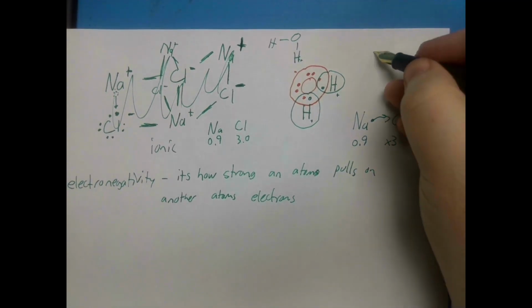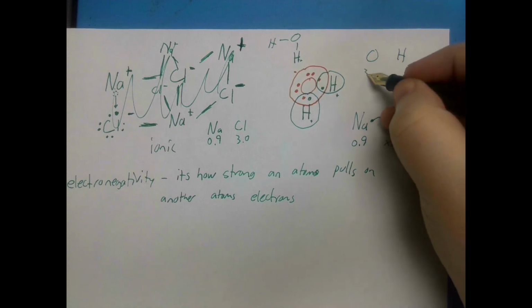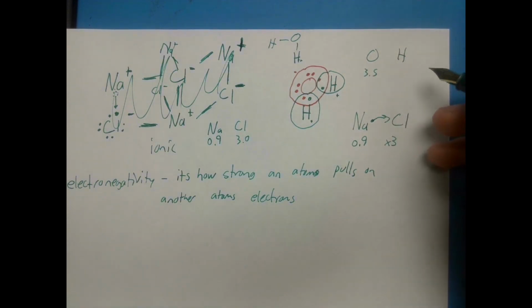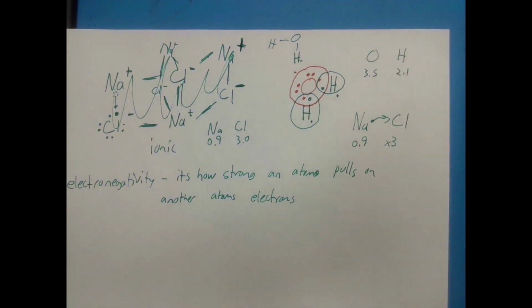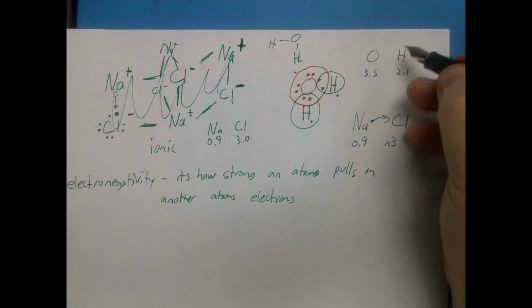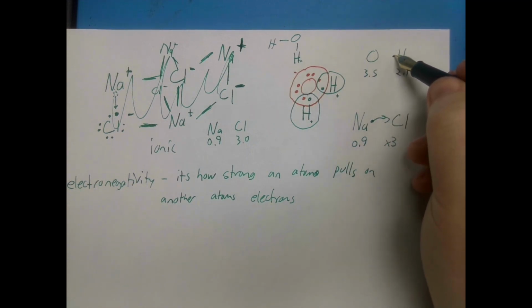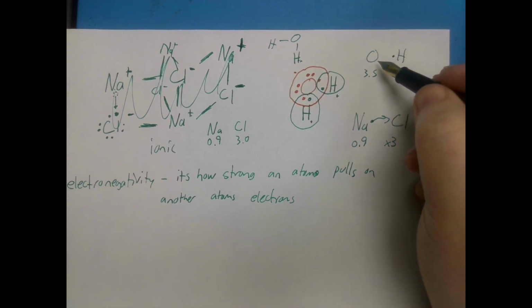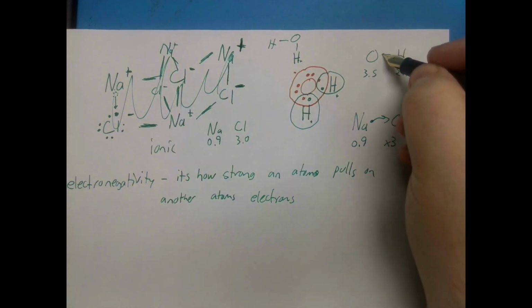What about oxygen and hydrogen? Oxygen is 3.5. Hydrogen is only about 2.1. So not even double the amount. This means that oxygen can't pull that strongly on this electron. Hydrogen does have high enough strength to pull it back. So if this electron is stolen by the oxygen, hydrogen can pull it back.